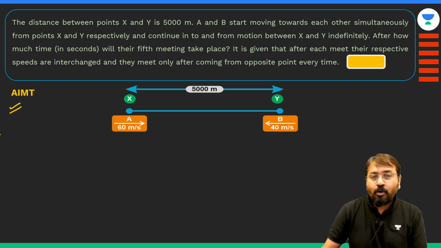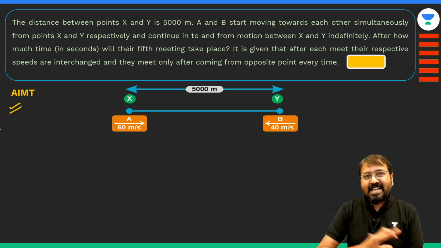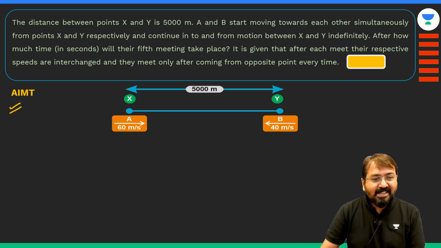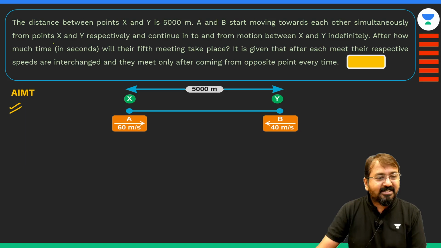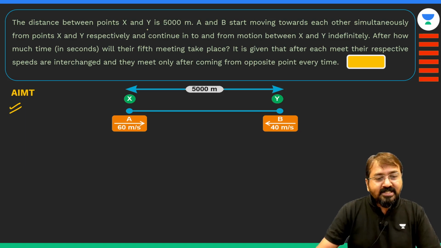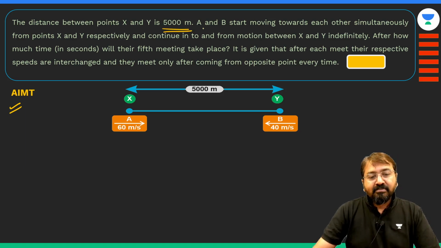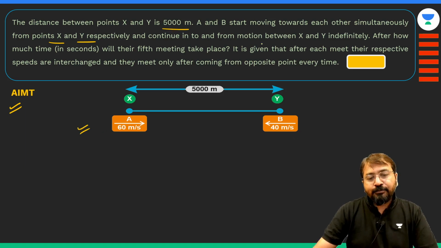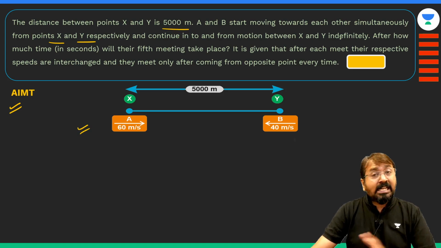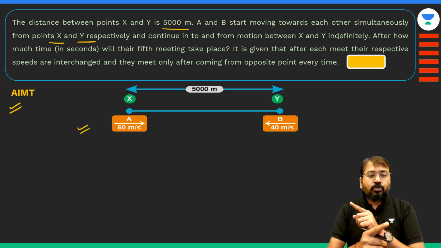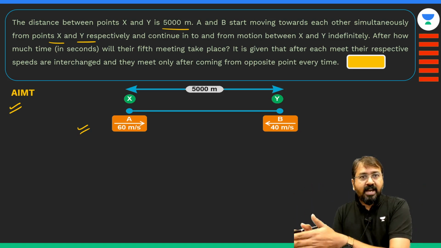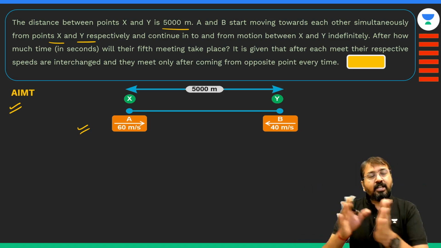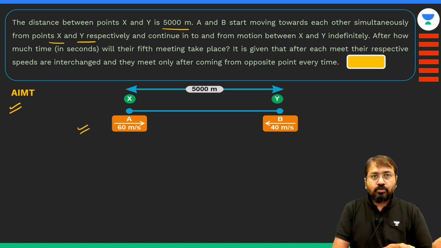This is straight from the All India Mock Test of Unacademy, but it's a nice question, can be asked in the upcoming CAT exam, and I really wish that happens. So the distance between points X and Y is 5000 meter. A and B start moving towards each other simultaneously from points X and Y. It has been indicated in the figure over here. And they continue in to and fro motion between X and Y indefinitely. So they keep going to, say A goes to Y, then comes back to X, then again goes to Y, then comes back to X.